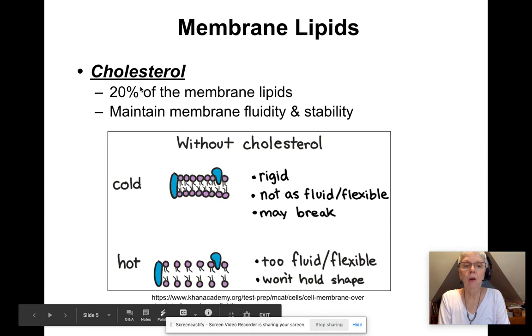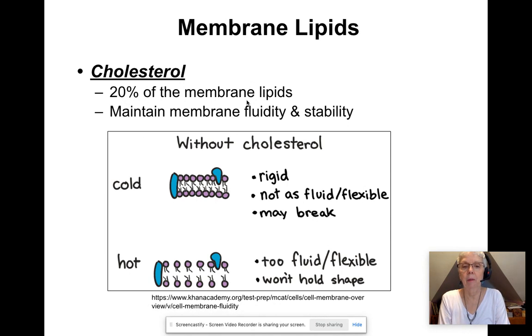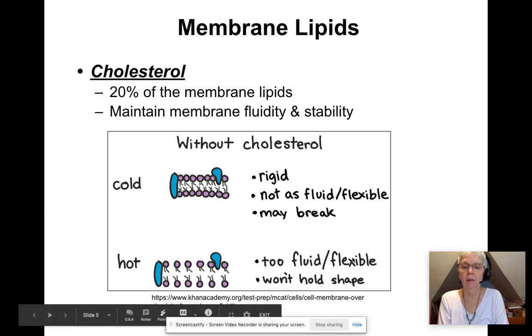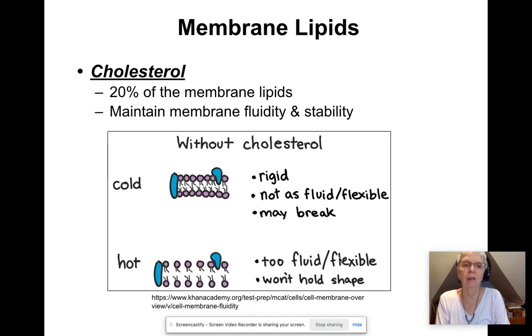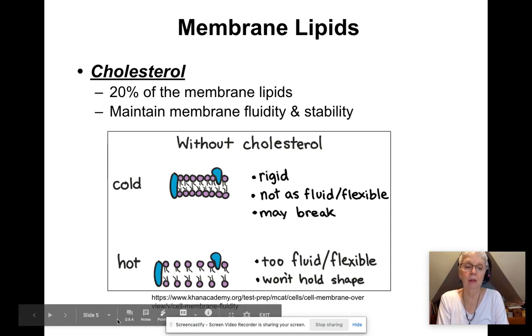Now, cholesterol makes up 20% of this membrane, all right? So cholesterol makes up 20%. Without cholesterol, our cells, when they were cold, would just be rigid and nothing could go in or out. And if they were hot, everything would go in and out. So you need the cholesterol because it basically maintains the fluidity and stability of that particular cell.